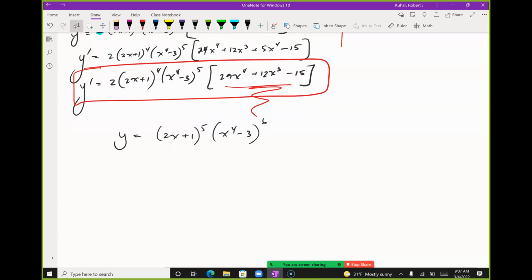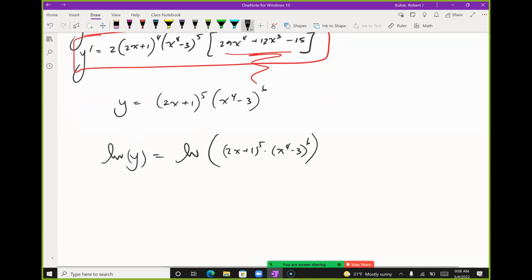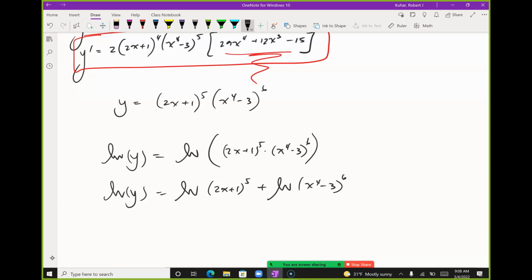Back to the ln trick. I'm going to take the ln of both sides. So I take the ln of y, and I take the ln of the right side, which is (2x plus 1) to the 5th, times (x to the 4th minus 3) to the 6th. But I know how to take the derivative of the left-hand side now. But why am I doing this? Because from pre-cal, I learned all these properties of ln's. The ln of a product is the sum of ln's. So this right-hand side simplifies to ln of (2x plus 1) to the 5th plus ln of (x to the 4th minus 3) to the 6th.